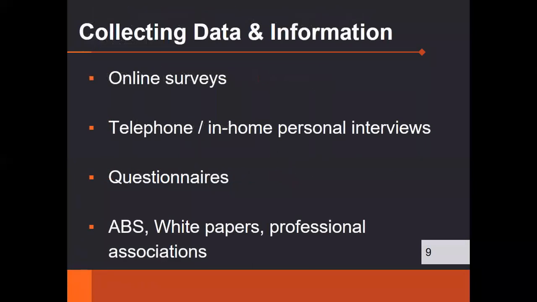And some of the ways I can collect this data and information is through online surveys, which is very easy. There are many online platforms today that you can use for free, such as SurveyMonkey. There are a few others out there. Telephone and in-home personal interviews, so telephone calling, various questionnaires, and then, as I said, the ABS, the Australian Bureau of Statistics. Any white papers may have some data, professional associations. Just searching the web, you'll find a lot of that information.